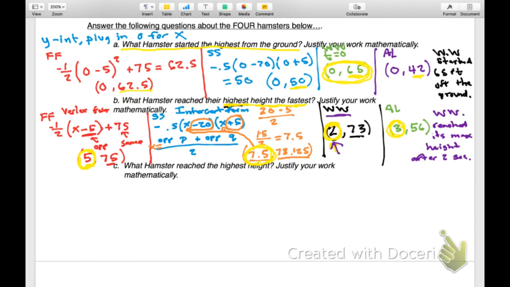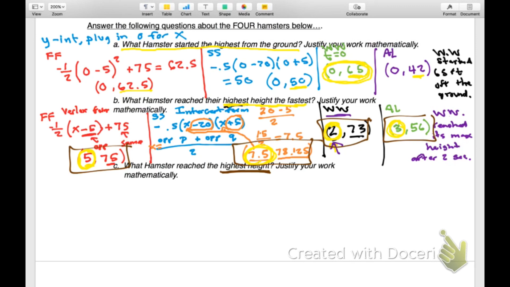All right, now looking at part C, it asks what hamster reached the highest height. So reaching the highest height, let's do this in brown. If we're looking for the height, we're looking for the y value, right? Because the y value stands for how high the hamster went. The highest height is going to be the maximum, and that's going to occur at the vertex, and that's what we did for B. We went ahead and found the vertex for each one of these hamsters. So now looking at the y value of the vertex, and again, we want to know which one reached the highest height.